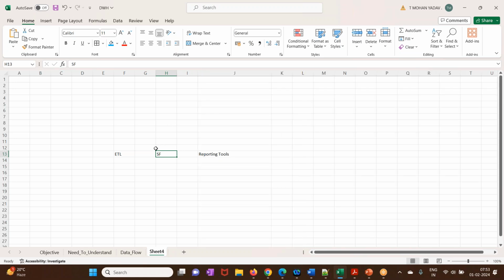So we need a basic understanding of ETL and of a reporting tool, either Power BI or Tableau. We need to know it at a high level. What do you mean by ETL? Why the data extraction? How are they going to extract the data? What basic transformations are they going to perform? And what are the different types of loads that they have?